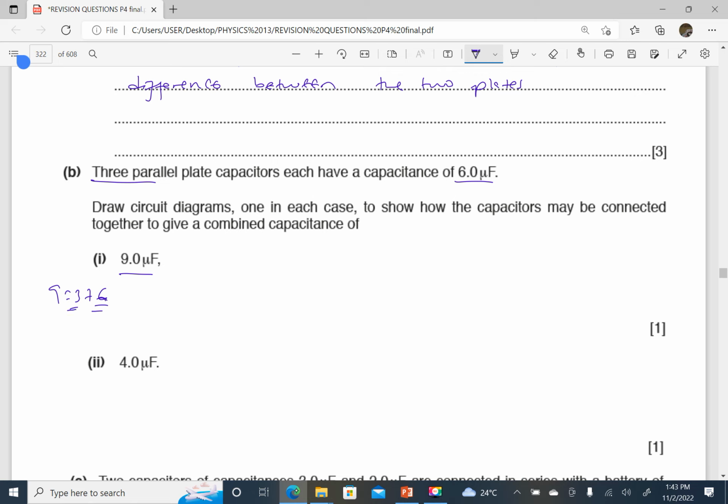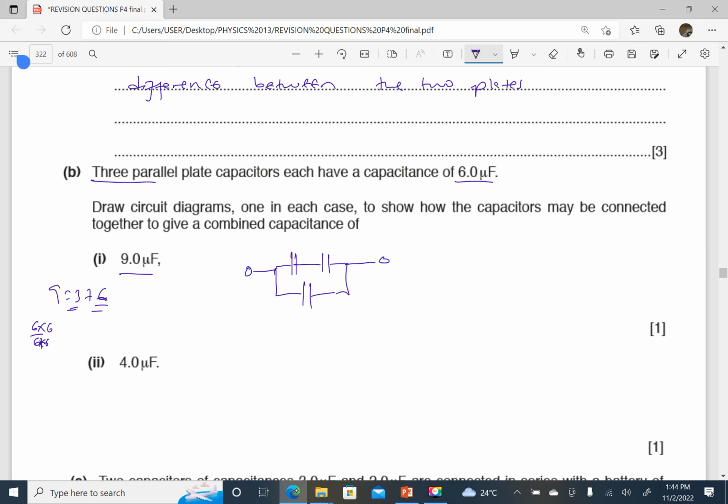So to get 3, we need 2 in series, I think. Let's check. 6 times 6 over 6 plus 6. That is 36 over 12. I think that is 3. So we shall have 2 capacitors in series. Those will give us 3 microfarads in total, connected in parallel with another one, and we shall just add the connecting leads.